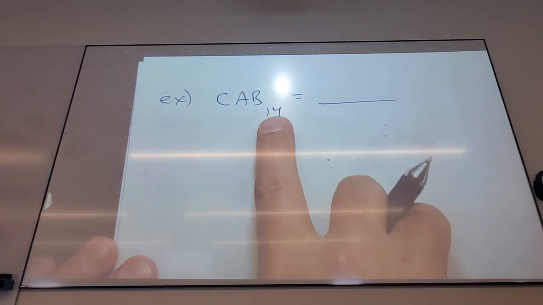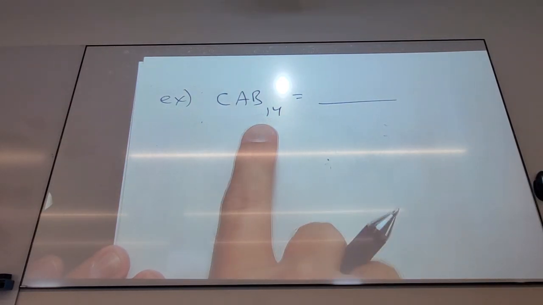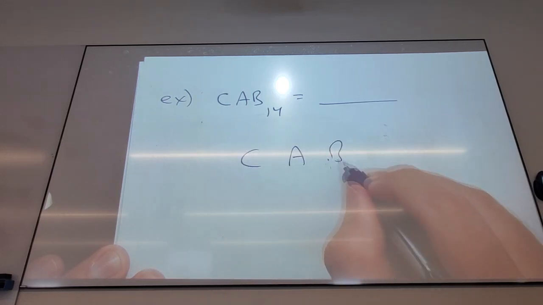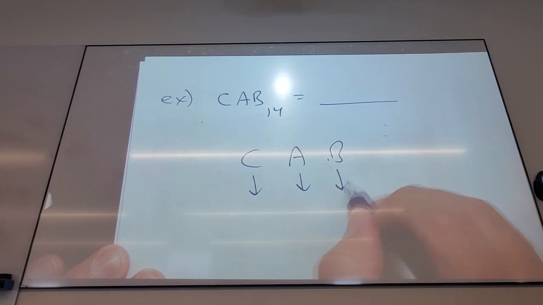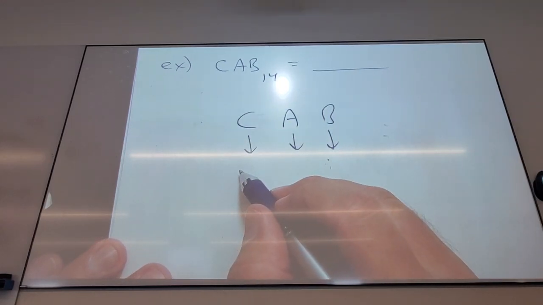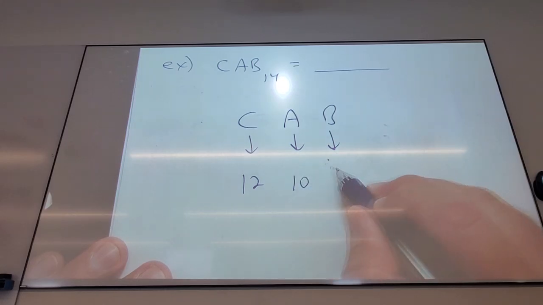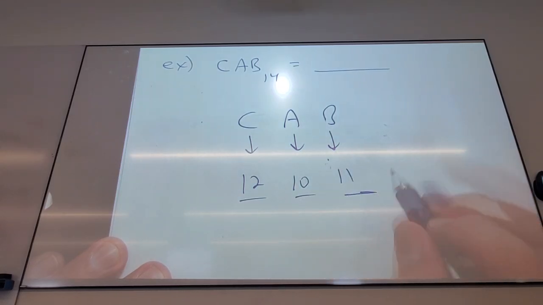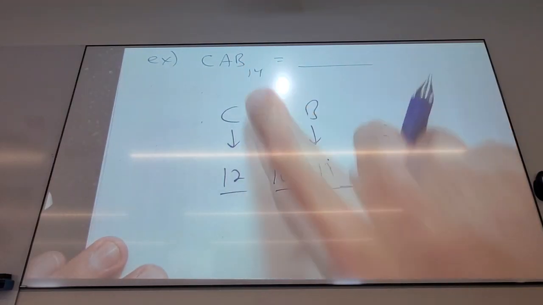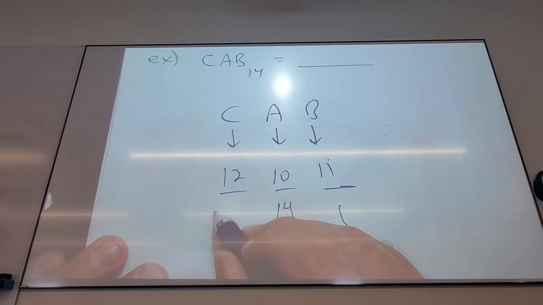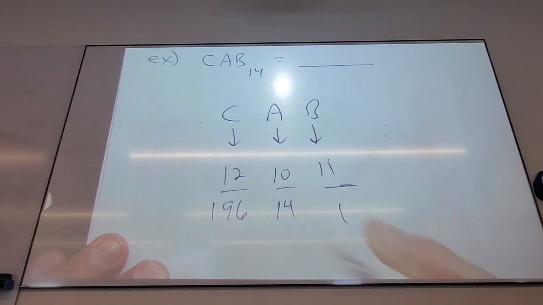I am currently in base 14, yes. So do we know what each place is? And actually, let's do this first. What's C? In our number system, what does C represent? 12. What's A? 10. And B is 11. What place is this in? 1's place. 14's. 196. Okay.